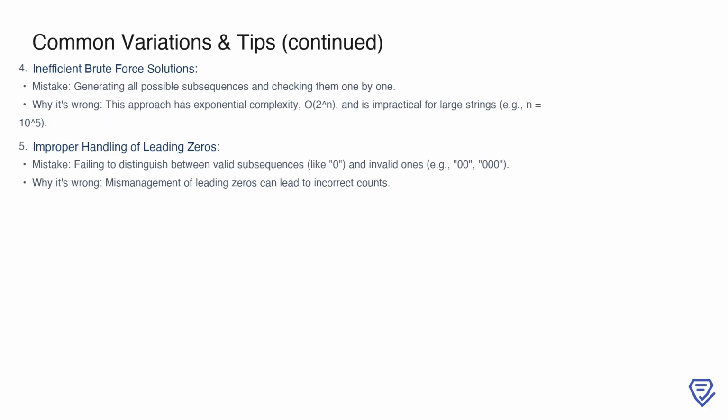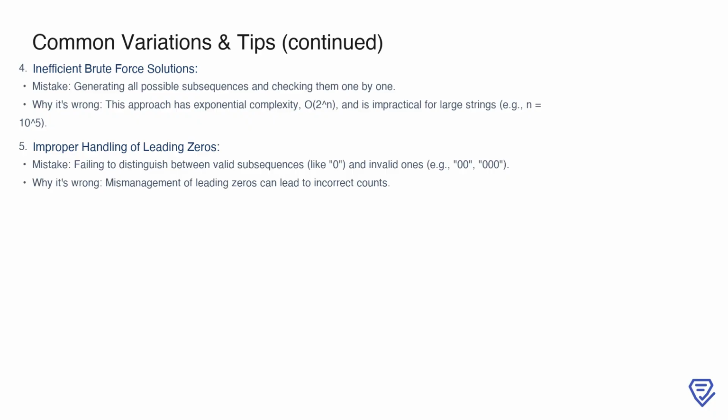Now, another pitfall to avoid is relying on an inefficient brute force solution. Generating all possible subsequences and checking each one is highly impractical, especially for large strings. This approach has exponential time complexity, specifically O(2^n), which makes it infeasible for inputs as large as 10 to the power of 5. Instead, you'll need to use more efficient strategies.